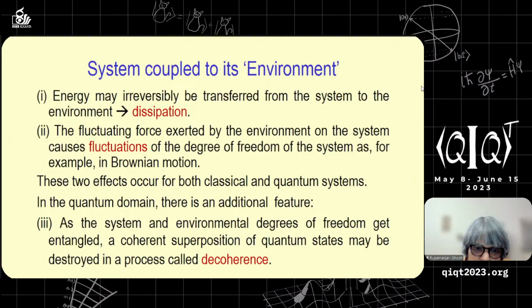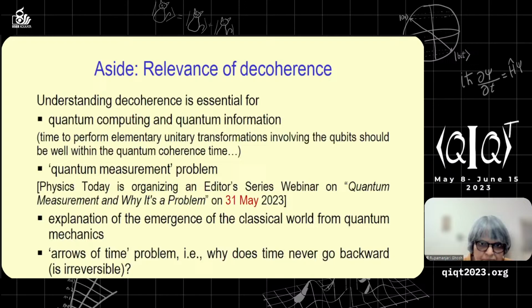Now, these two occur for both classical and quantum systems. There is a third thing that happens in quantum systems. As the system and environmental degrees of freedom get entangled, coherent superposition of quantum states may get destroyed, and that's what we call decoherence. So let me give you an example of the third one.